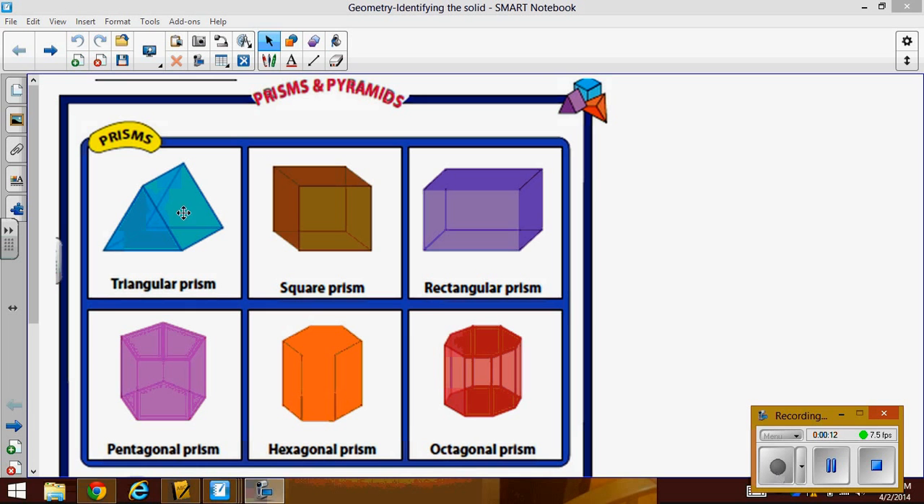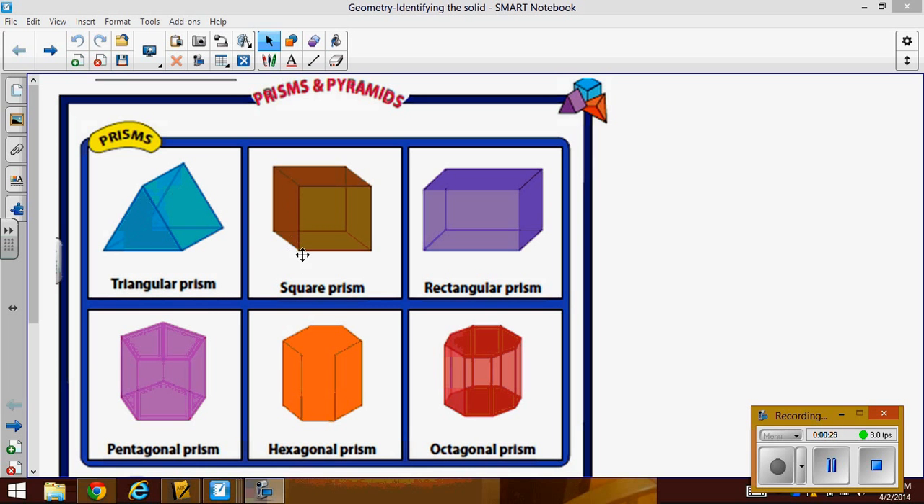In this edition, we are going to identify solids. In this picture you see in front of you, there are 6 pictures. This one is called a triangular prism, triangular because the front and back are parallel to each other, and they are in the shape of a triangle.